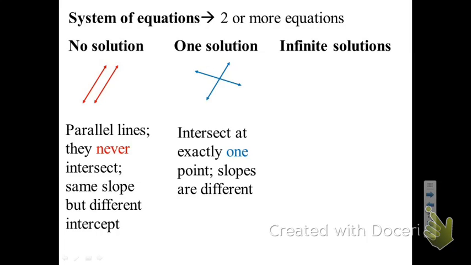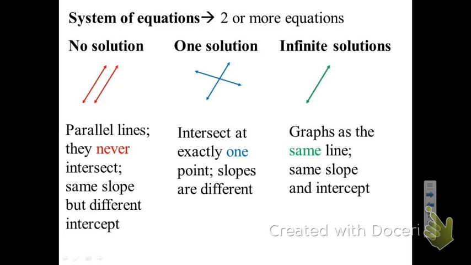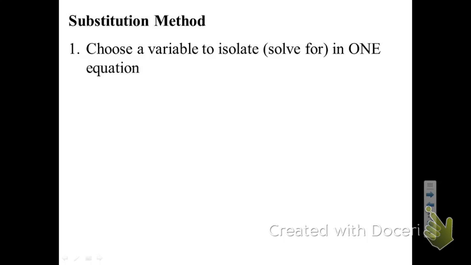An infinite solution will occur when everything is the same. The slope is the same, the y-intercept is the same, the equation looks the same. Okay, for the substitution method, I will give you 4 steps. The first step is to choose a variable to isolate, which means to solve for in one equation.